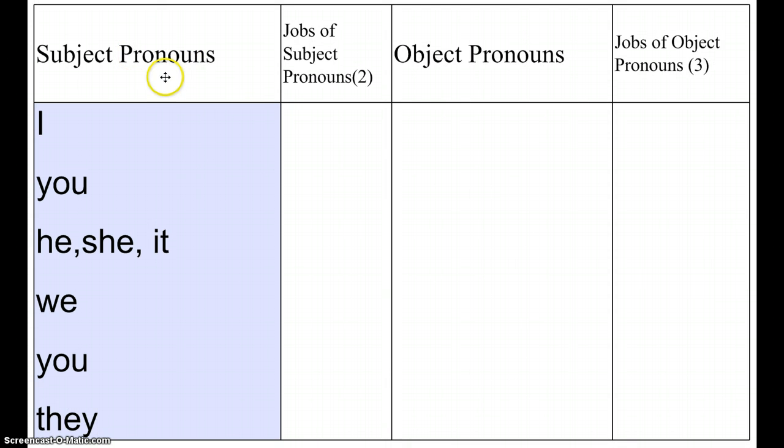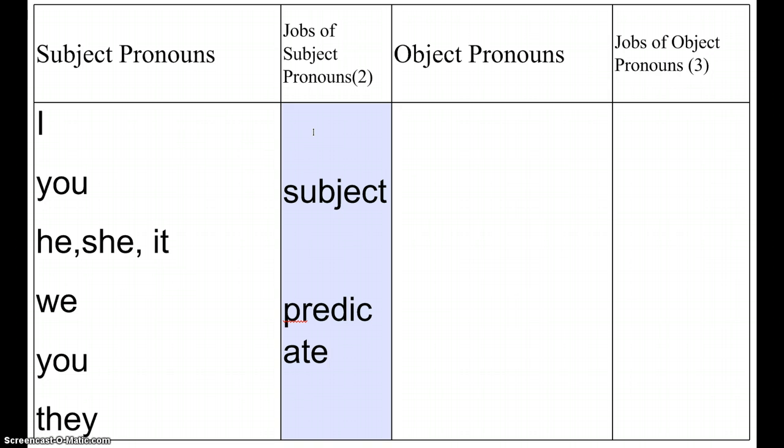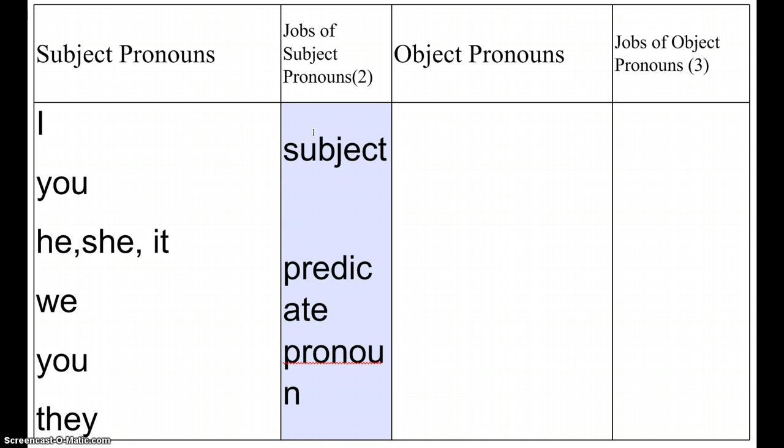Now when we use those subject pronouns, they can be substituted for nouns that are doing 2 different jobs. One of those jobs should be fairly easy to remember. That's the subject of the sentence. And the other job follows a linking verb, predicate pronoun. Then your object pronouns are very similar.